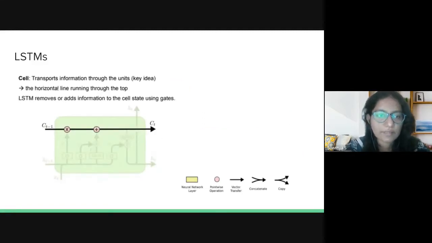So first, it transports information through the units, and this is Ct minus 1 to Ct. So we know that we have a connection between the hidden states so that we can maintain the sequence. We know the order. So the connection between the hidden states again is for order information. Now the horizontal line that's running across the top mentions that. We'll be adding things, subtracting things, controlling things. So those are the functions of the gate.